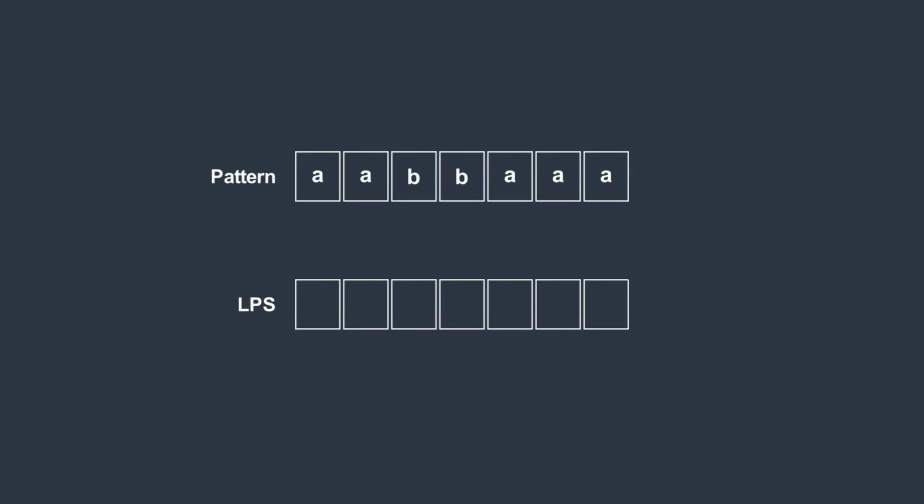First, we create the prefix-suffix array, the LPS. At each position in the pattern, LPS tells us how many characters from the start match the end of what we have so far. The first character always gets 0. The next A repeats the first letter, so we write 1. The next B does not continue the repeat, so we write 0. Same for the following B. We keep applying the same rule until the table is complete.